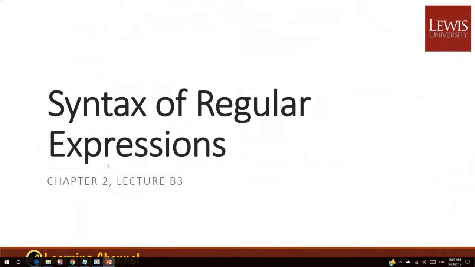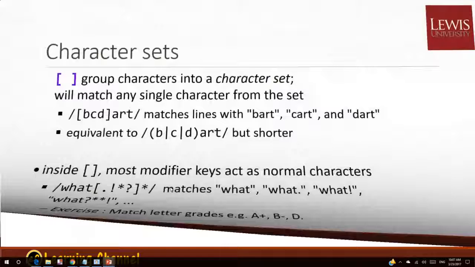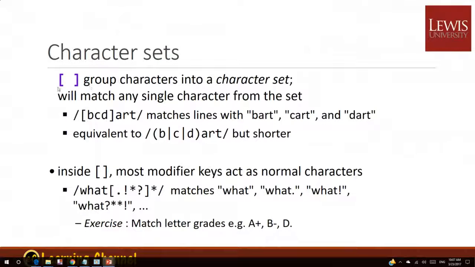Now let's continue the syntax, part 2. Character set, we have the bracket that groups characters into a character set. So this will match any single character from the set. So this bracket with BCD means any of B, C, D. So right here, BCD in brackets followed by ART means this can be Bart, Cart, or Dart. So this actually is an OR set. Anything OR inside here is equivalent to this.